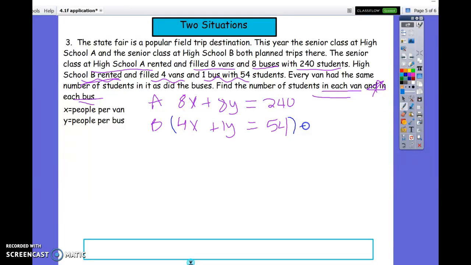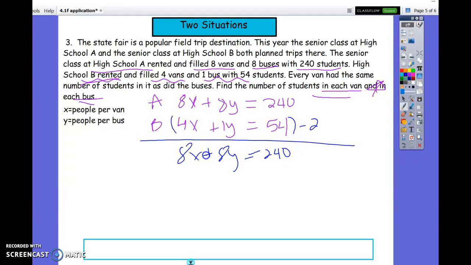I'm going to eliminate my x's, so I'm going to multiply this bottom equation by -2. Well, 8x plus 8y equals 240. Again, maybe you want to pause, try and solve this for yourself, and then check your work. Remember to multiply every single term by that -2. So 4 times -2 is -8x minus 2y equals -108. And all we need to do now is add our equations together and see what we get.